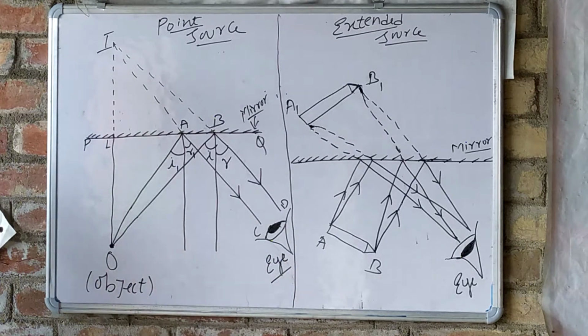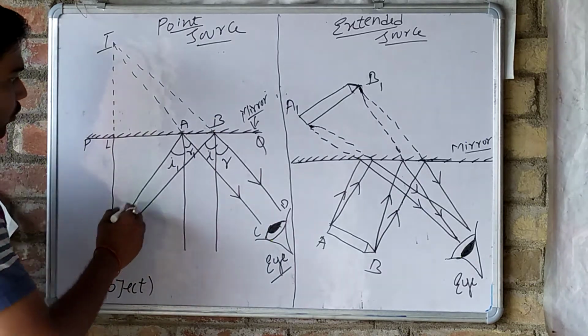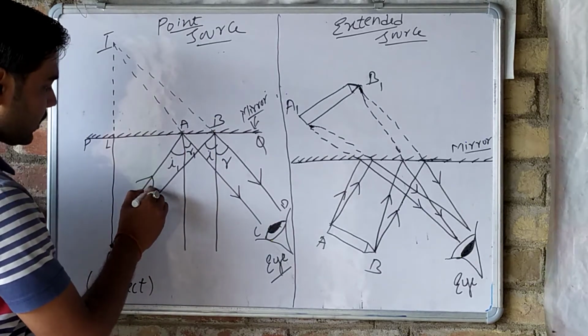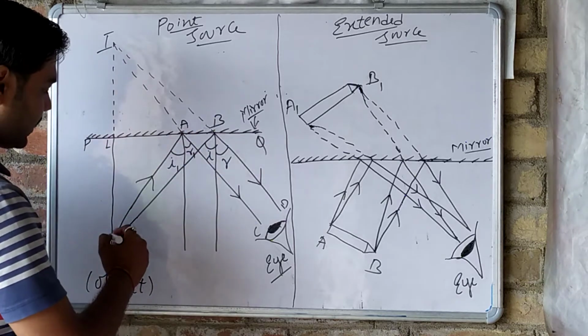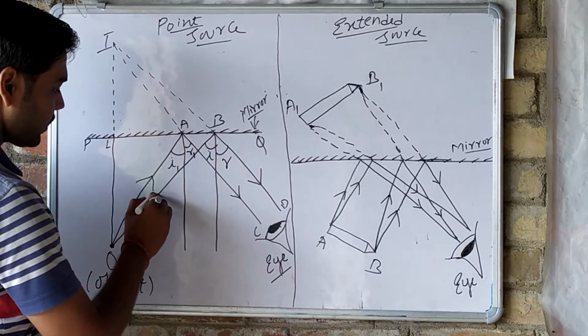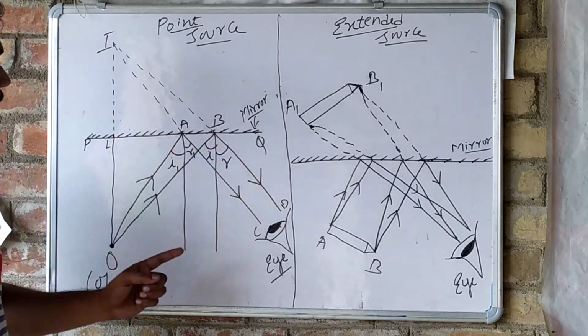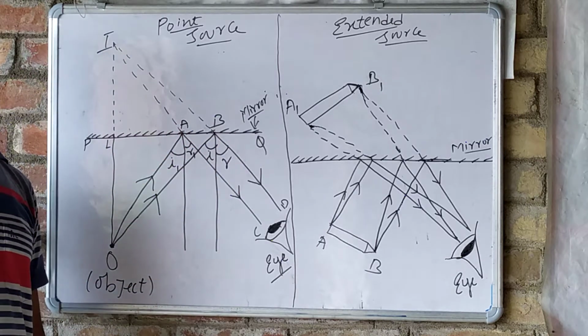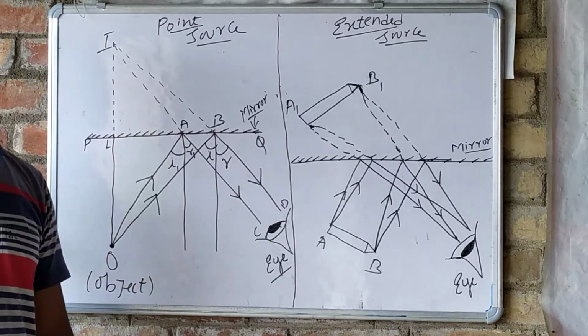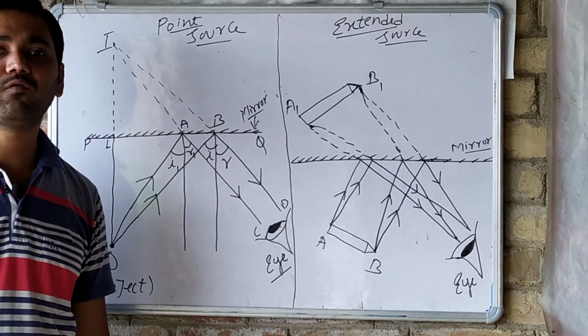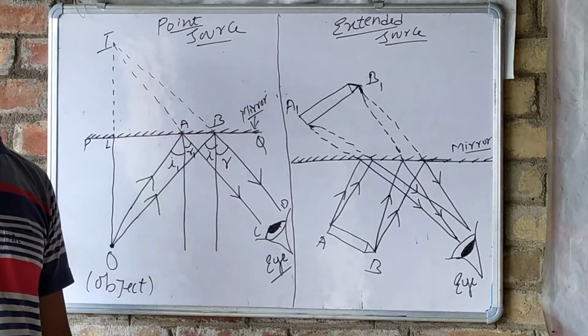Now what happens? A ray of light will travel from O to A and from O to B. What happens after striking the plane mirror? It will obey the laws of reflection.